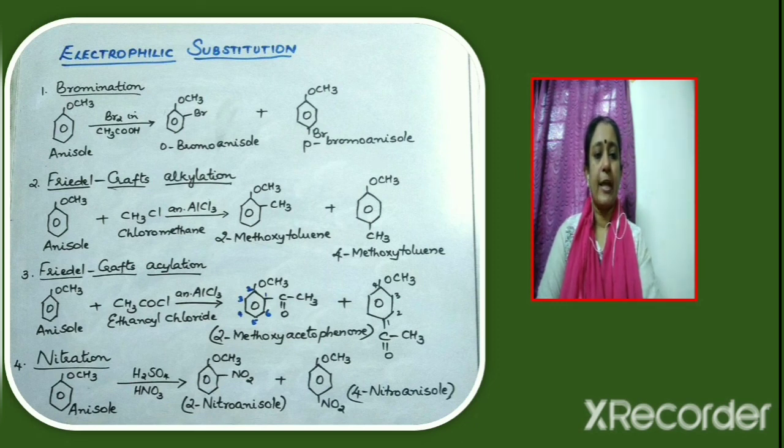The products obtained are 2-nitroanisole and 4-nitroanisole. So these are the various electrophilic substitution reactions: bromination, Friedel-Crafts alkylation, Friedel-Crafts acylation and nitration.